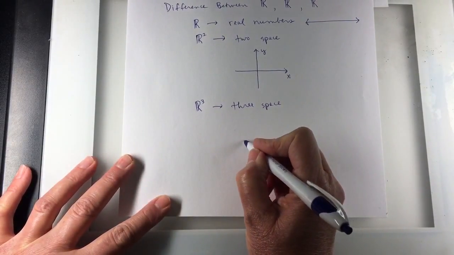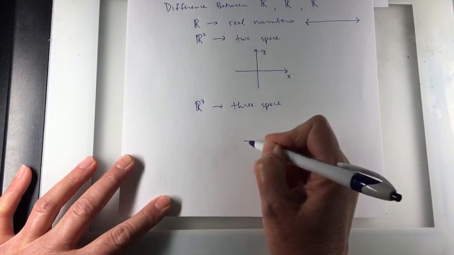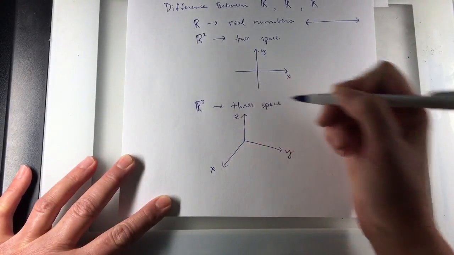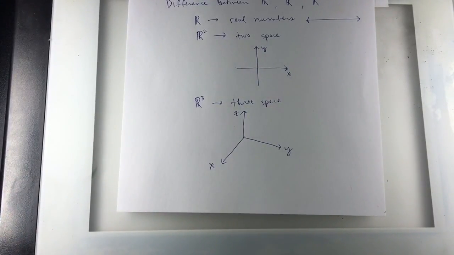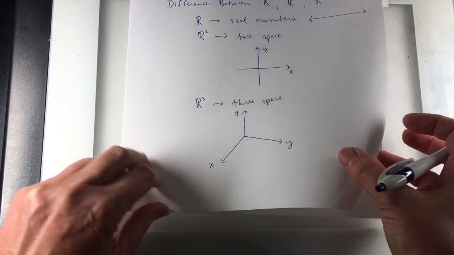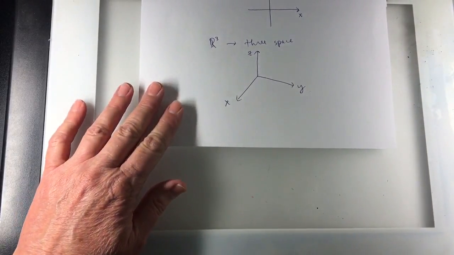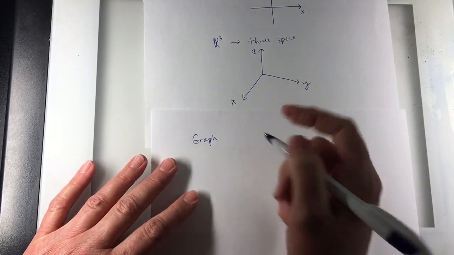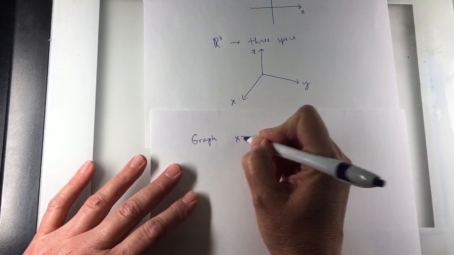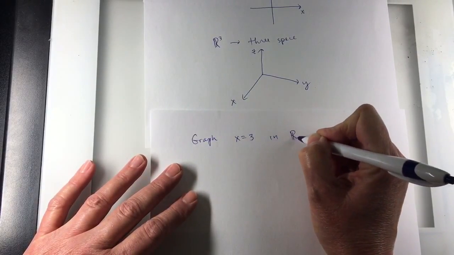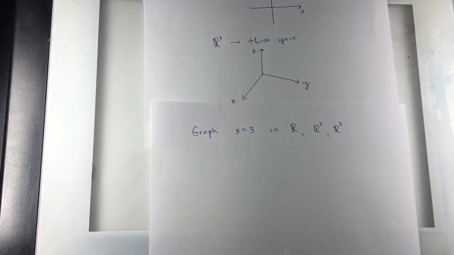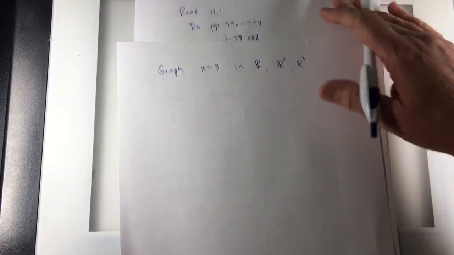As I drew it yesterday, I called that the y-axis. This one angled this way is x. Now you can label them differently, and sometimes depending on the problem, I might want to label them differently, but that's 3 space. So this brings up a question. I'm going to graph x equals 3 in R, in R squared, and in R cubed. And I want to look at the difference. What does that mean in each one?